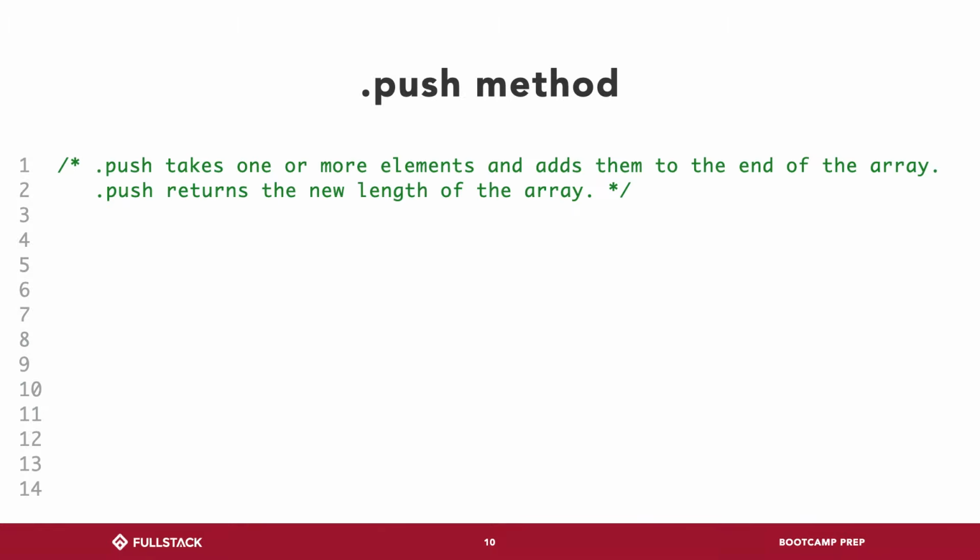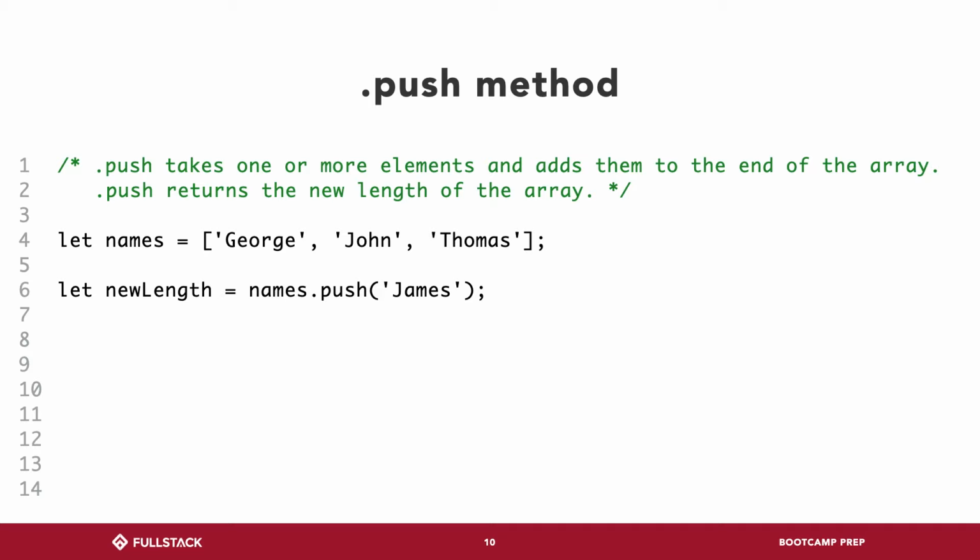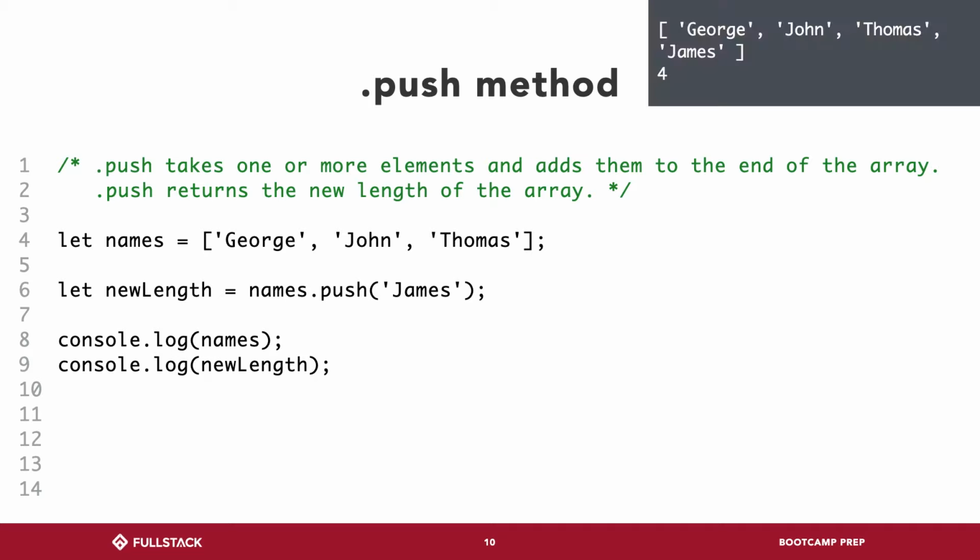So now we'll talk about some of the methods I showed you at the end of my little presentation. So dot push takes one or more elements and adds them to the end of the array. Dot push returns the new length of the array. I showed you it returns something, and it's not the value you pushed in. It returns the length of the array after it pushes in those values, okay? So let names equal George, John, Thomas, and I'm going to say let newLength equal names dot push James. Then I'm going to say console.log names, and console.log newLength. Names has James at the end, and the new length is 4.